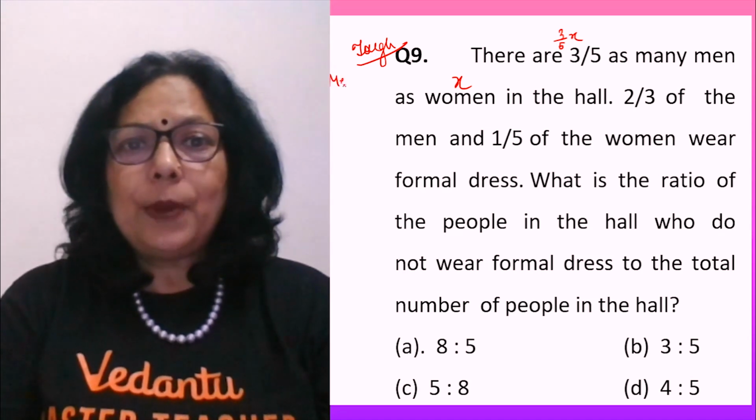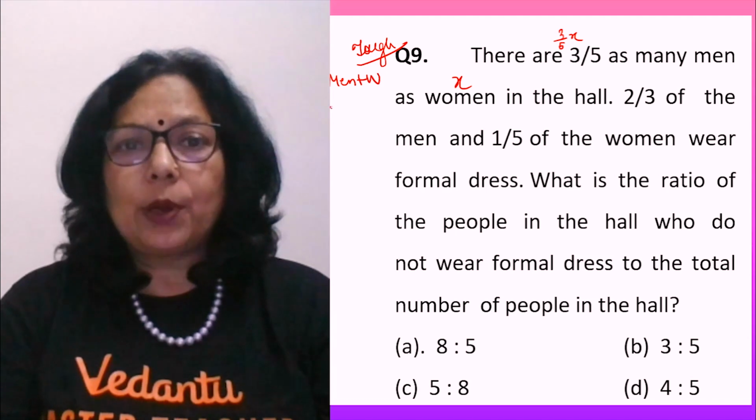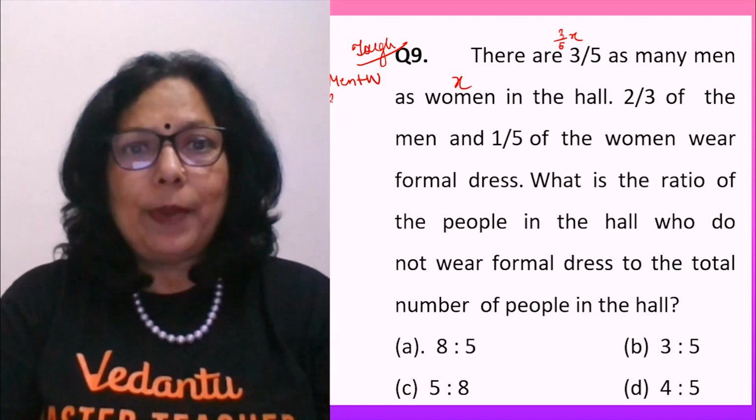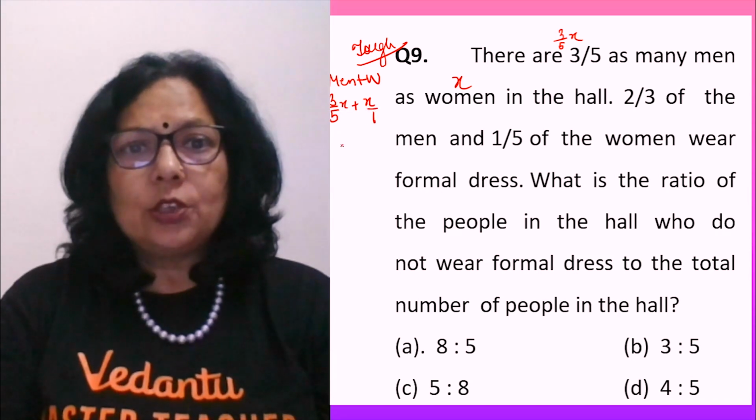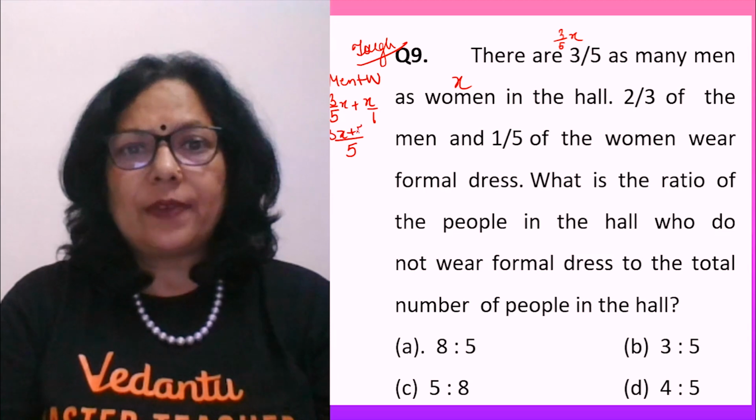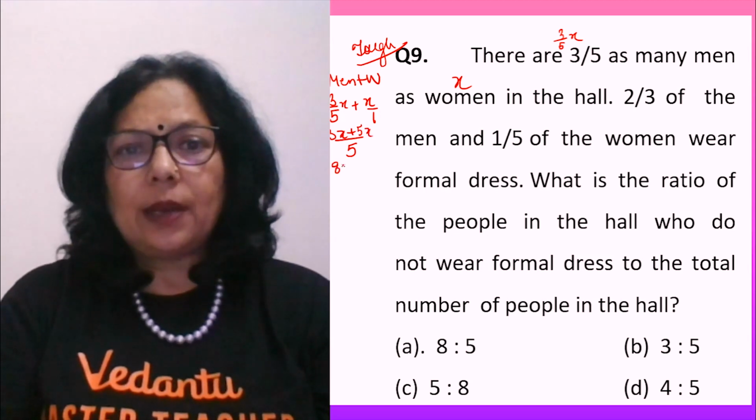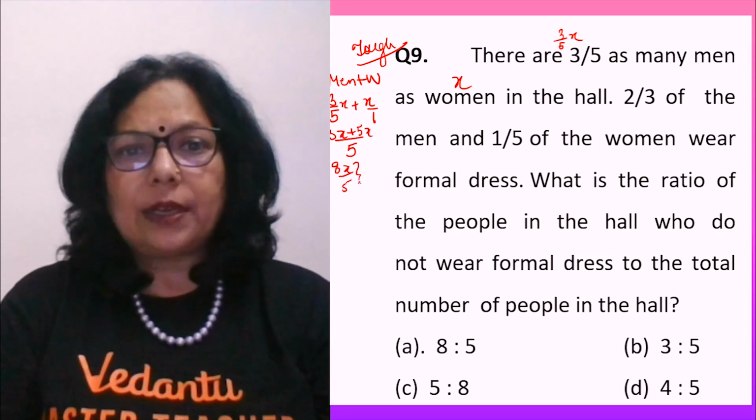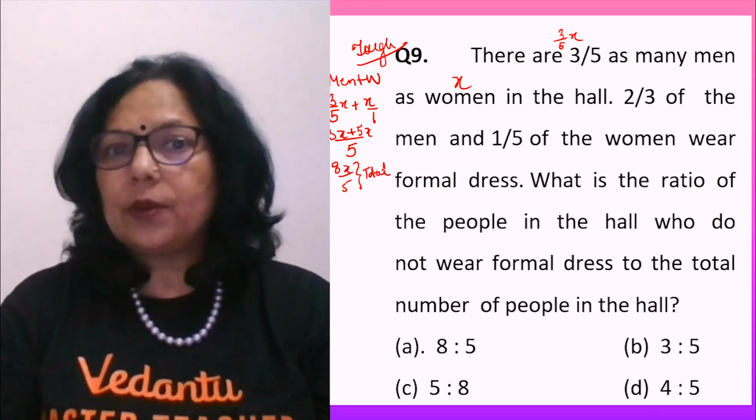So men plus women make the total number of people. Men are 3 by 5x and women are x. So your LCM is 5: 3x plus 1 fives are 5, 5x. So it comes to 8x upon 5. That is the total. Right?